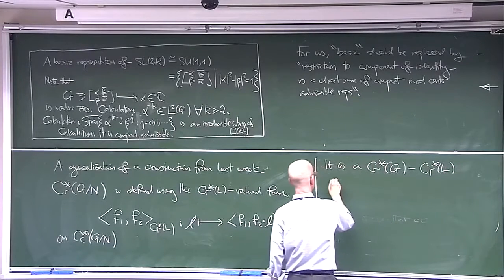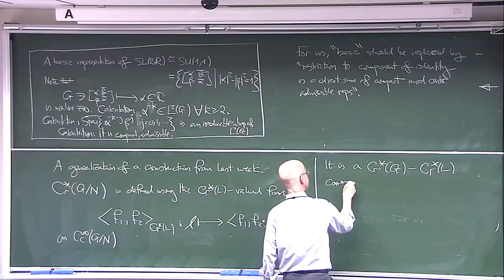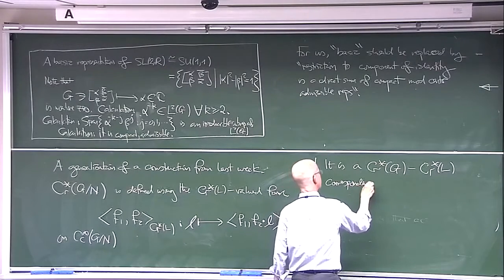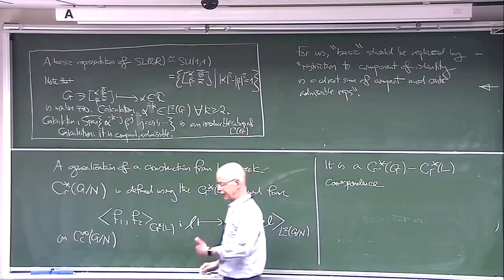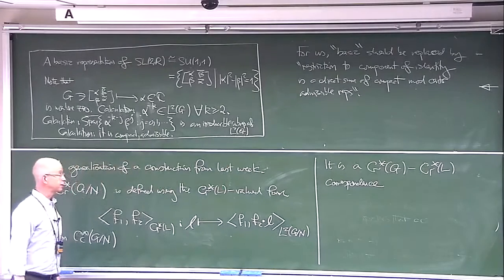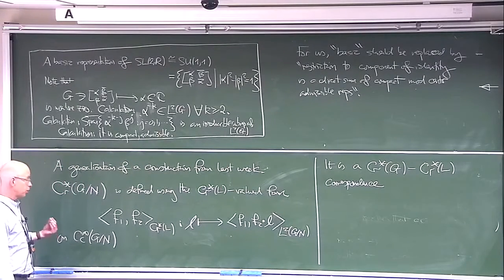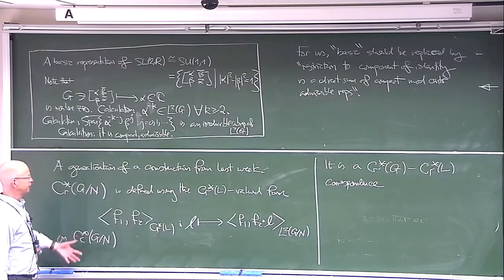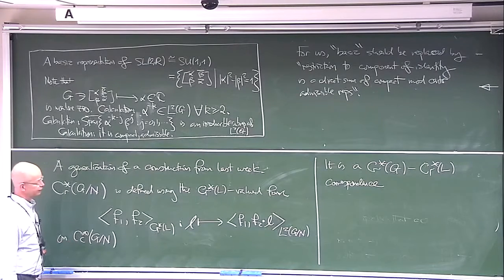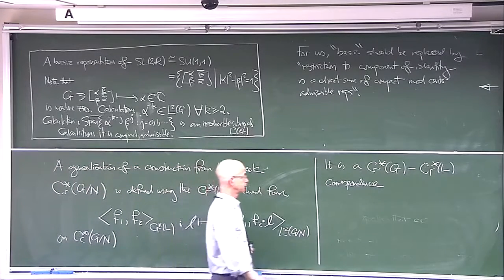And it's one of these correspondences that we were talking about last time. So G acts on the left, that action passes to the reduced C-star algebra, and that action is through compact operators in this fancy C-star module sense. Just like before.